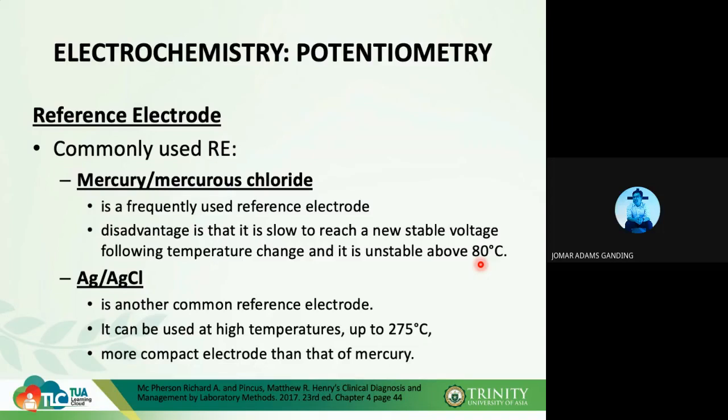So in electrochemistry, ganito yung mangyayari. In electrochemistry, you will try to differentiate potentiometry from coulometry, from ISE, amperometry, voltammetry. And within potentiometry, you should be able to differentiate what a reference electrode is and what a measuring electrode is. And in the reference electrode, there are two, okay? Your mercury-mercurous chloride, and your silver-silver chloride, okay?